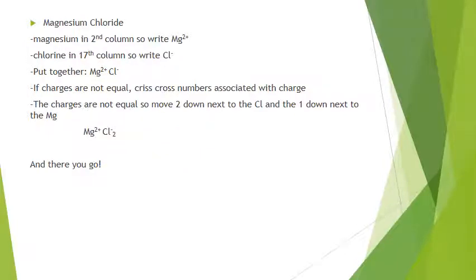Magnesium chloride, it's in the 2nd column, so you write down Mg2+. Chlorine is in the 17th, so it gets a 1 minus charge. Put them together, they're not equal, so you crisscross the charges, 2 down here and a 1 down here, and you get Mg, you can leave the 1 off, 2 plus, Cl minus, 2 of them.